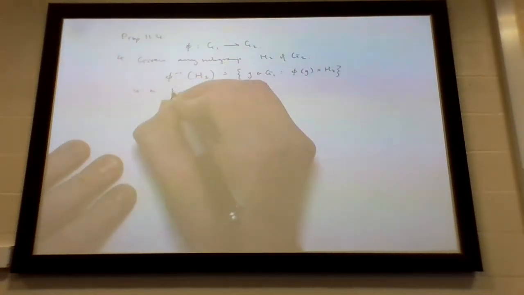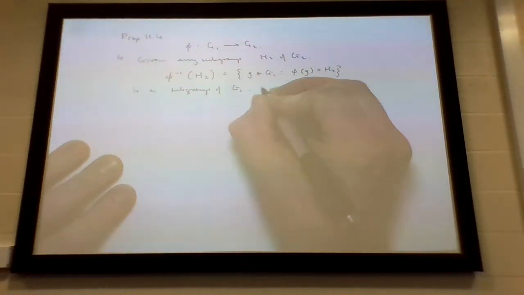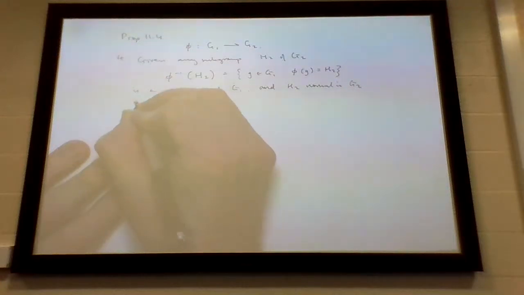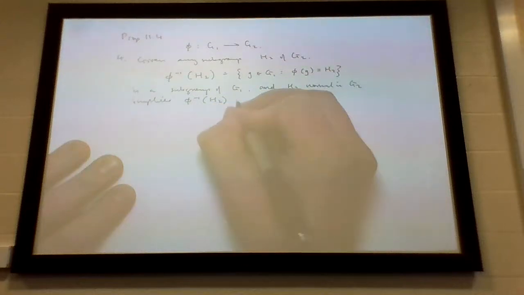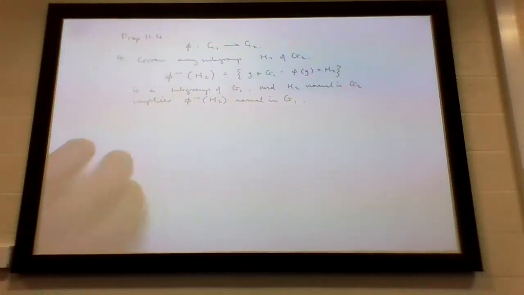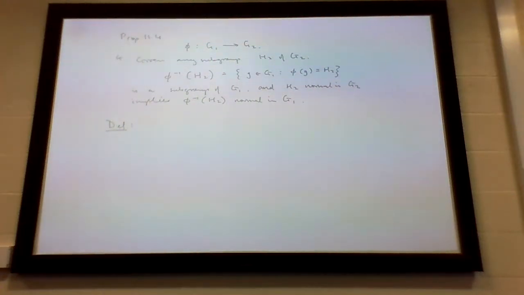This is a subgroup of G1, and H2 normal in G2 implies the pullback of it, or the inverse image of it, is normal in G1, because that's where the inverse image lives. So we proved that last time. Any questions on that?